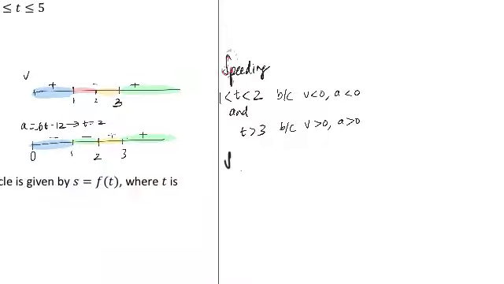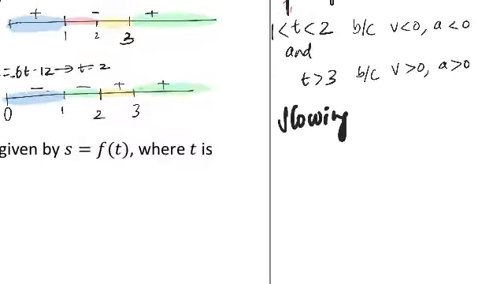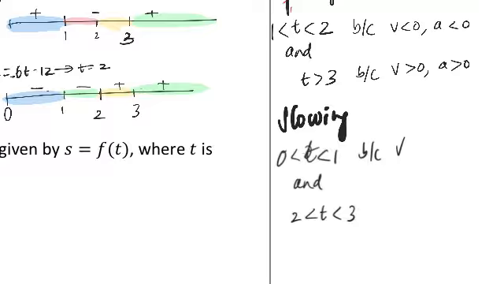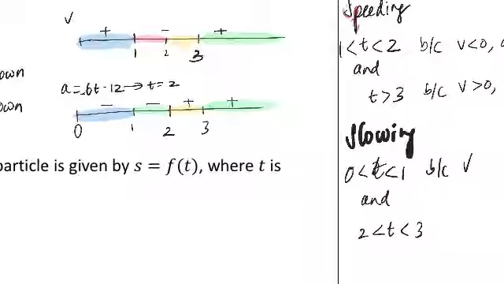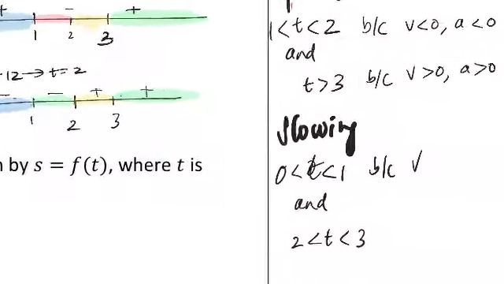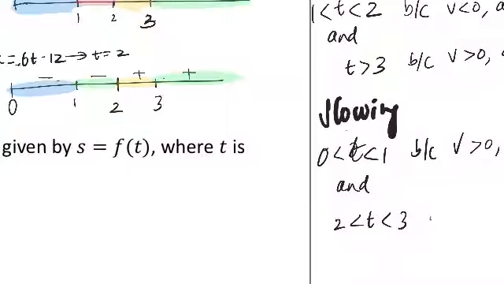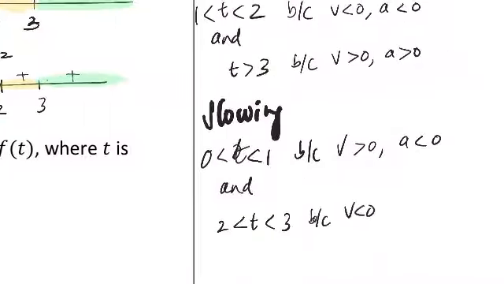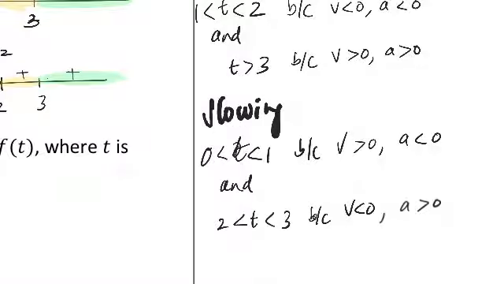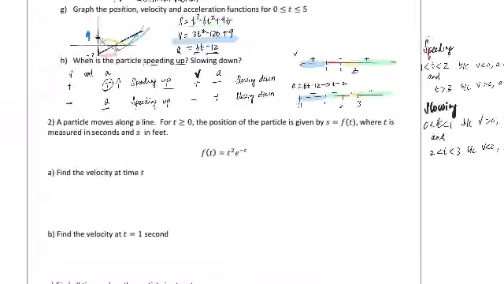And then slowing is going to be from 0 to 1, and 2 to 3. And those are going to be because velocity is, let's see over here, positive here, and acceleration negative. And over here, velocity is negative and acceleration is positive. Okay, so that's how we check for speeding up and slowing down.